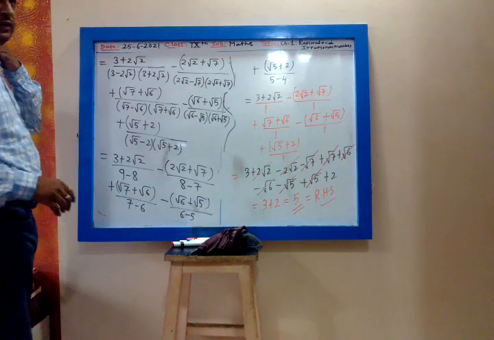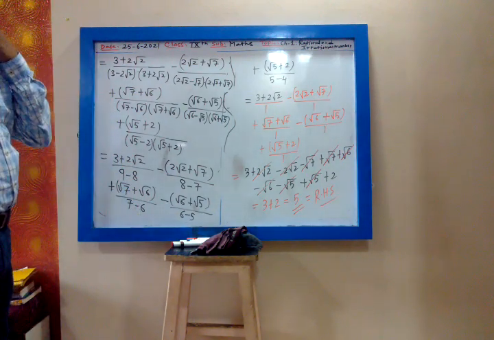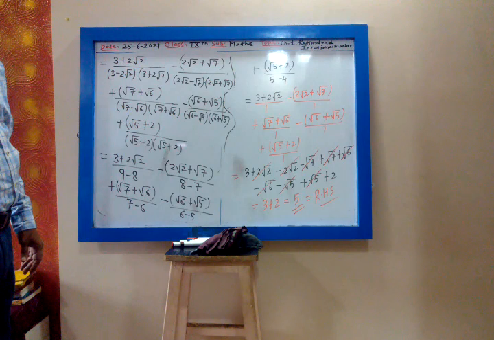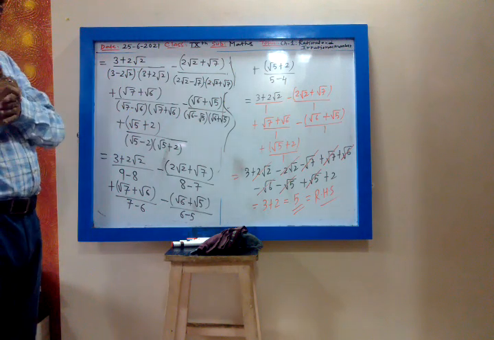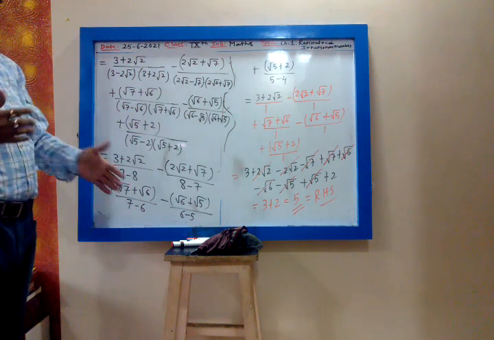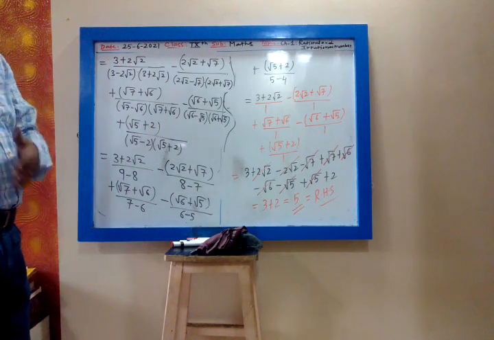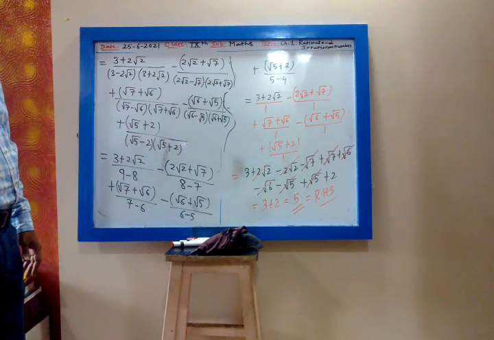Wherever I have written, consider that you can write as LHS, and this is my RHS. LHS is equal to RHS, hence it is verified.